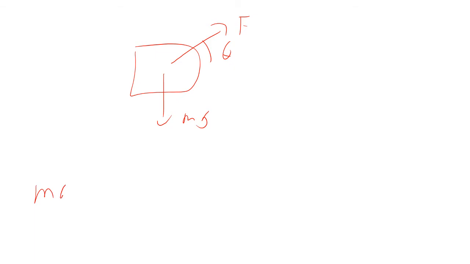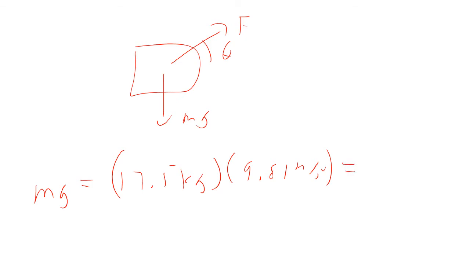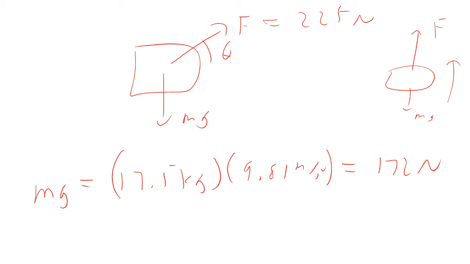Well, what is mg? Mg in this case, 17.5 kilograms times 9.81 meters per second squared. That turns out to be 172 newtons. Well, F is 225 newtons. So that means if I were pulling straight up, that's bigger than mg, and I'd be lifting it off the surface.